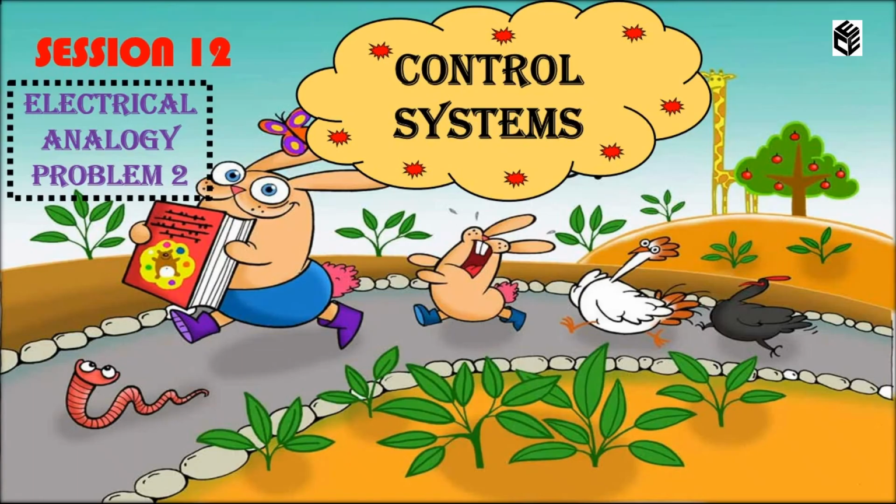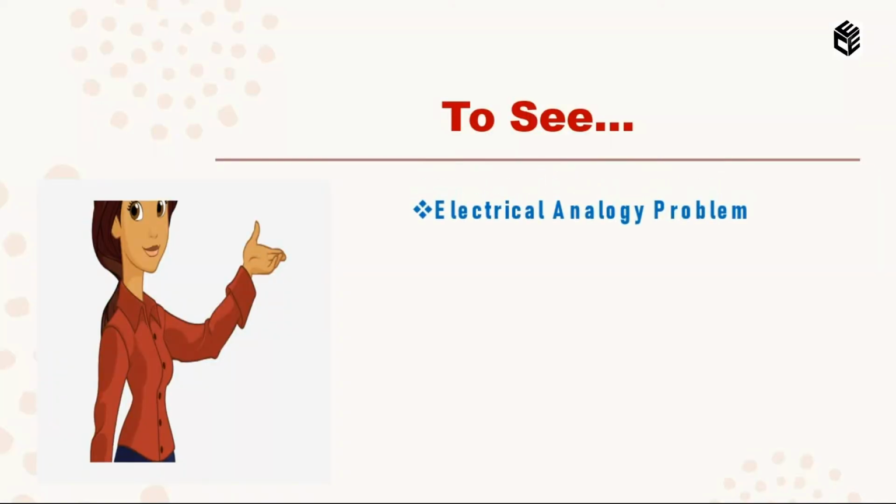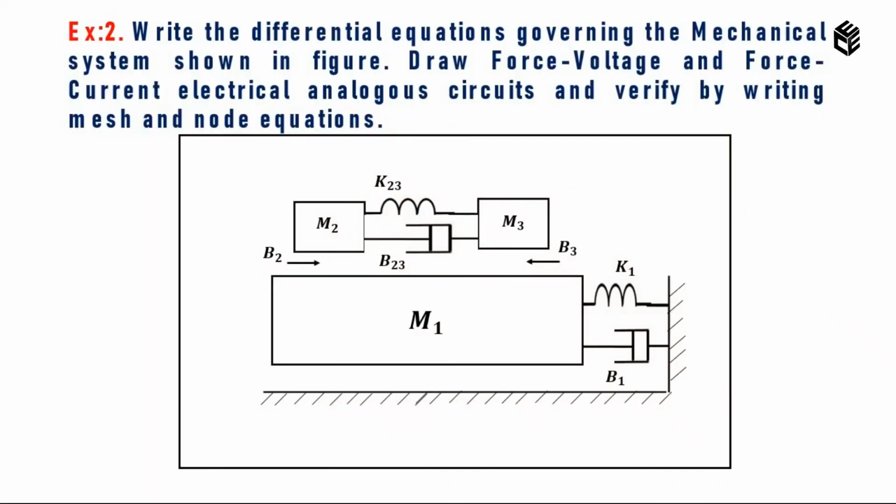I'm Jasmine. Today's session we are going to solve one more problem under electrical analogy for mechanical translational system. Let's see the problem. Write the differential equations governing the mechanical system shown in the figure. Draw force voltage and force current electrical analogous circuit and verify by writing mesh and nodal equations. So our aim is to find the differential equation, the second one is the mesh equation, and the third one is the nodal equation. Okay, now let's analyze the diagram.